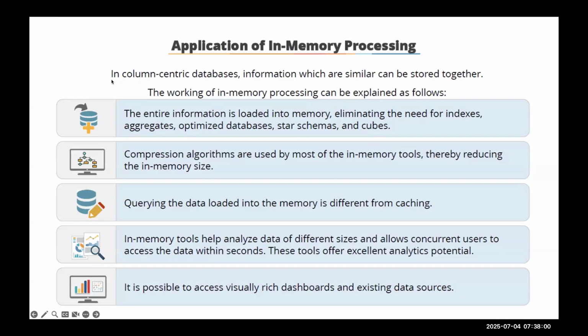Here it is mentioned that in a column-centric database, information which is similar can be stored together. In the salary column, all the values are salaries, so they are stored together. Whenever you have to get the sum, you don't have to scan row by row. You just go to the salary column and get the sum. That's why it is faster. We'll see those things also.